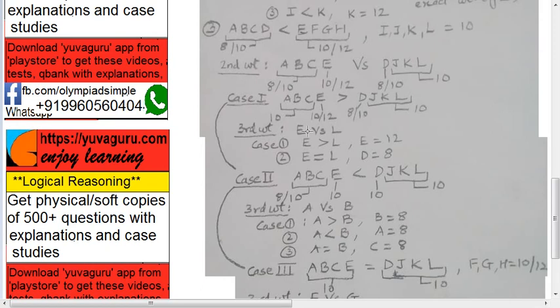Now case 1. E can be either 10 or 12. So if E is greater than L, it means E is 12. If E equals L, it means E is 10. Now if E is 10, then D equals 8, because the remaining all we know.